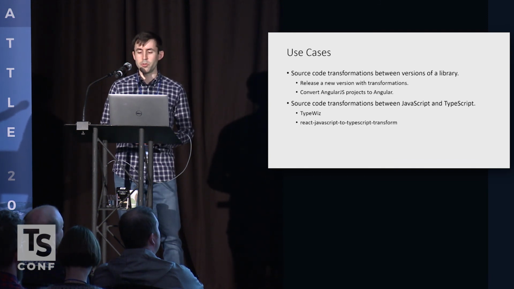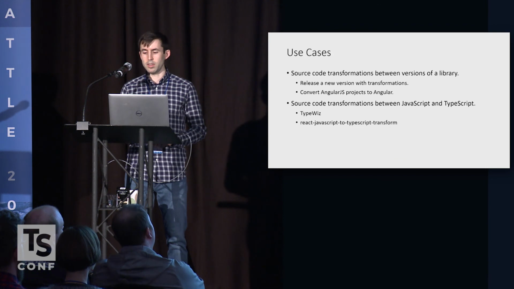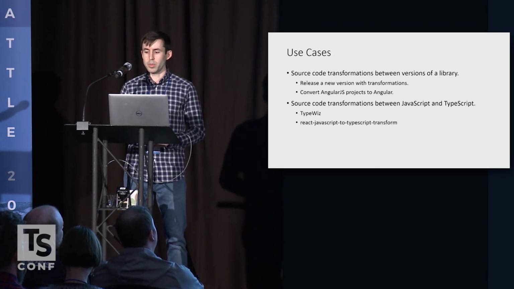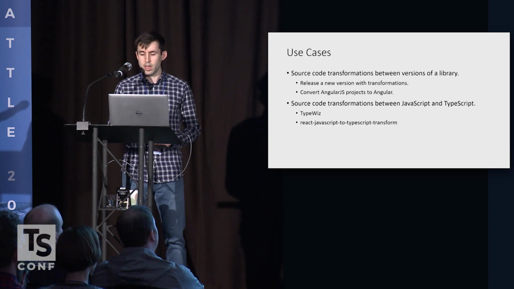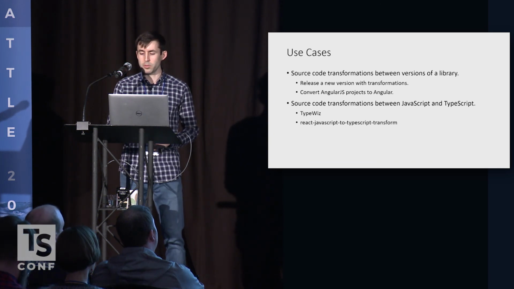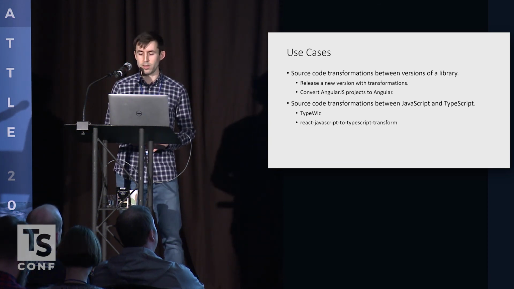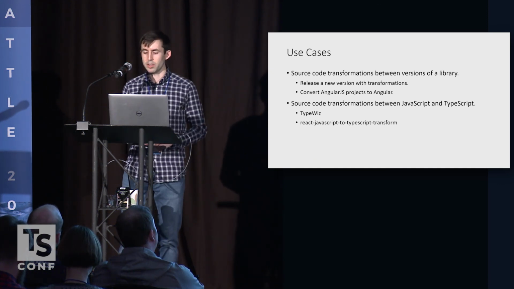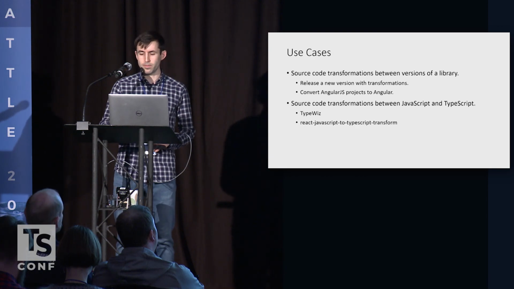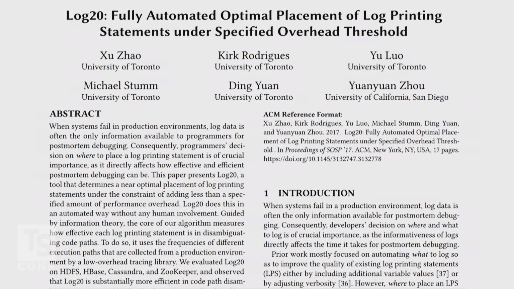Next, source code transformations between JavaScript and TypeScript. In the past few months, there's been some libraries released to do this, such as TypeWiz and React JavaScript to TypeScript Transform. That's Mohsen's library. Both these projects use the TypeScript Compiler API directly to achieve what they do. Here's a paper someone sent me that I wanted to highlight. I'm not going to discuss all the details here, but what's outlined in this paper could be applied to JavaScript and TypeScript.